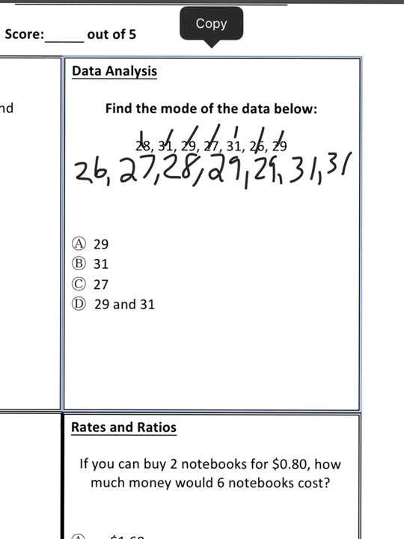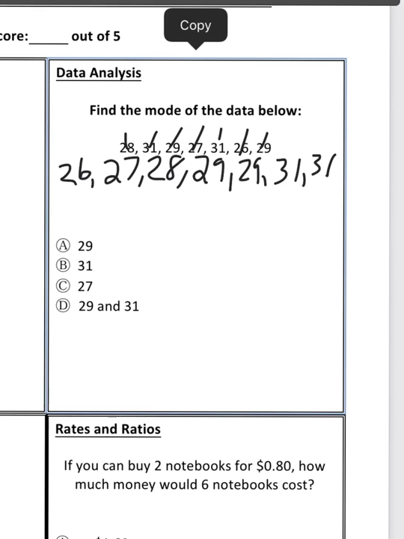Now, let's do the data analysis problem. I already have the numbers in least to greatest order for you here. So it says find the mode of the numbers. And you've got to remember mode means the number that occurs the most often. I always remember that because the M-O in most often is like the M-O in mode.